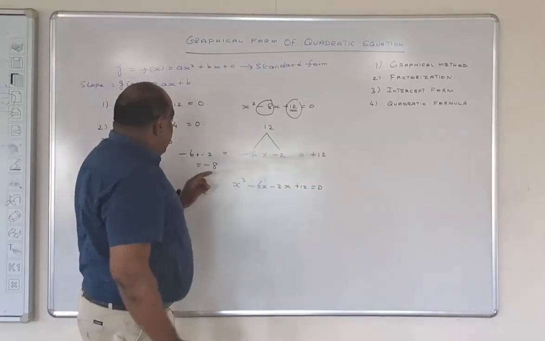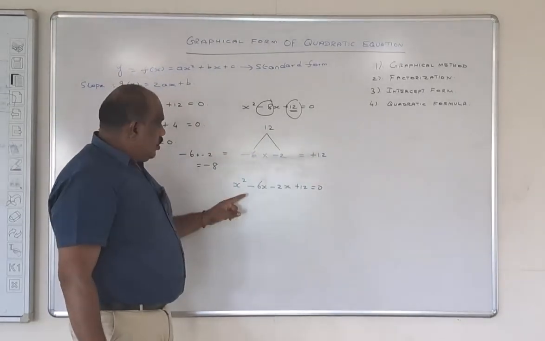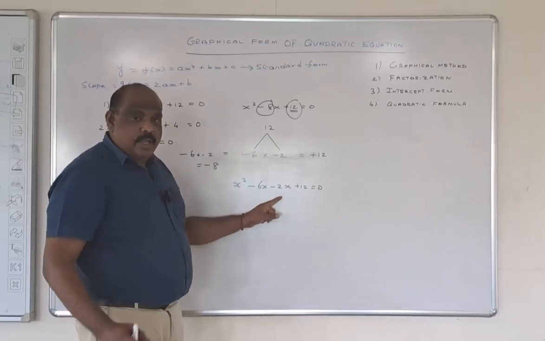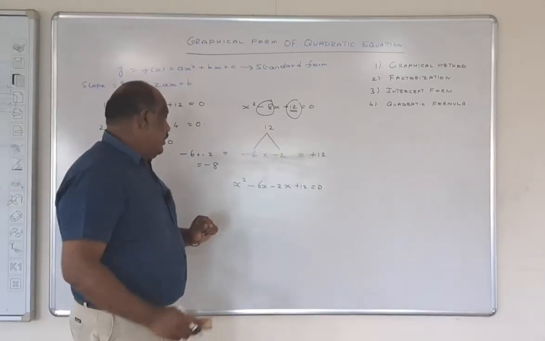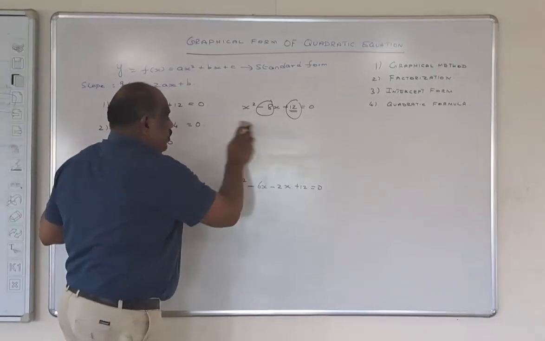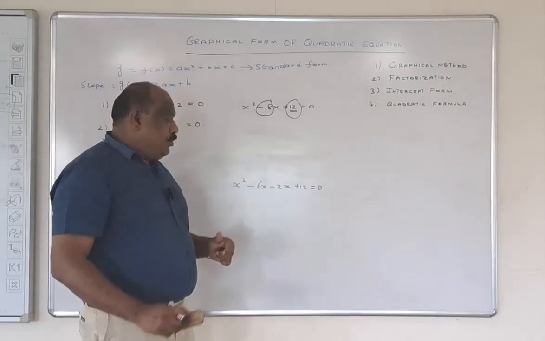So I got minus 6 and minus 2. So it is x squared minus 6x minus 2x. Once again you can verify. When I add these two things, I will get what? Minus 8x plus 12. Okay, what is the usage of this one? The next question may be for you. Why do I have to do it like this?